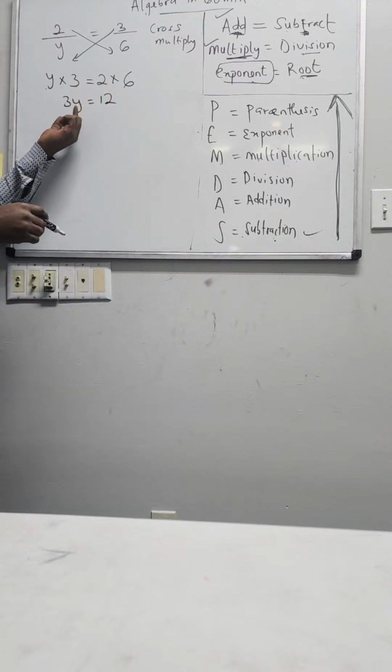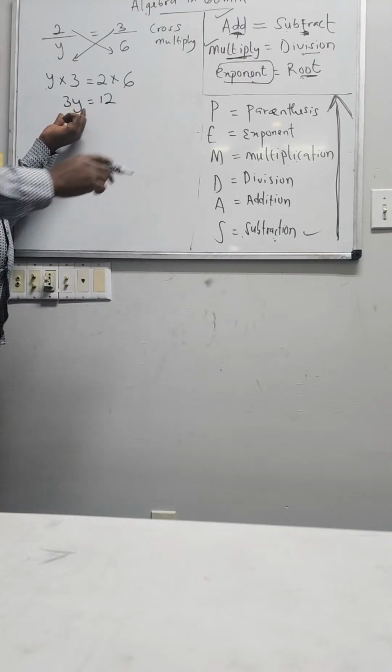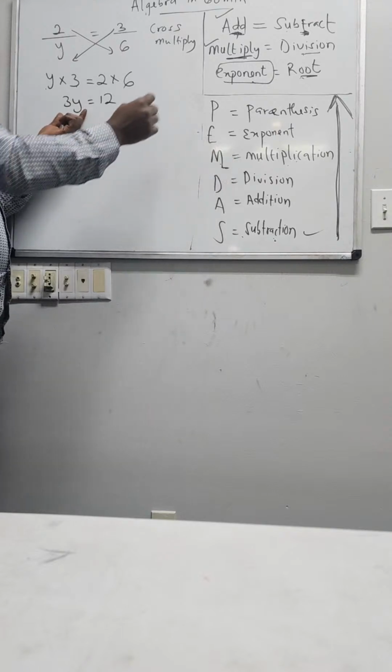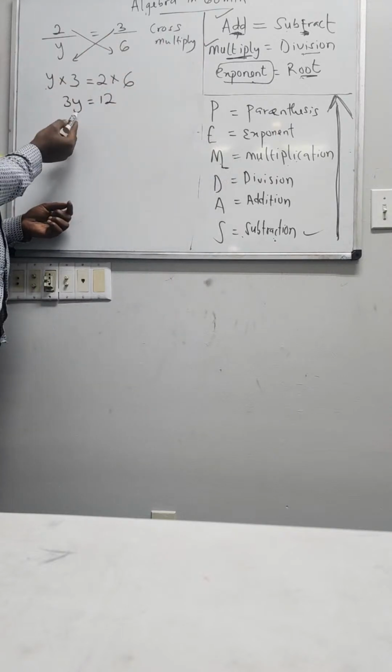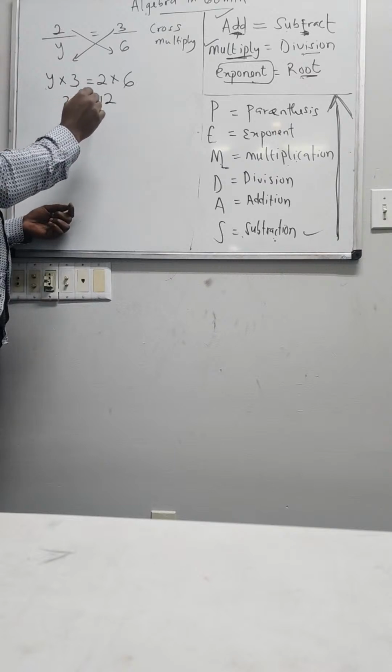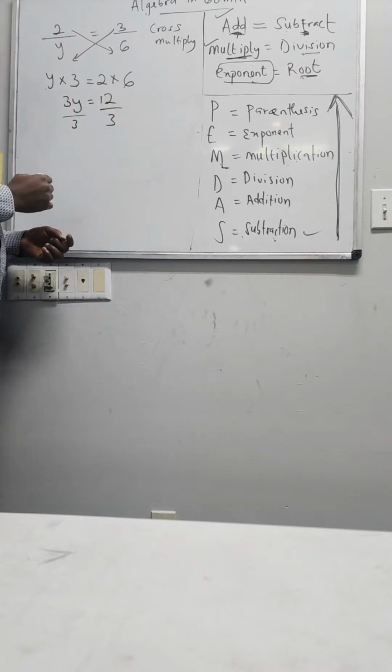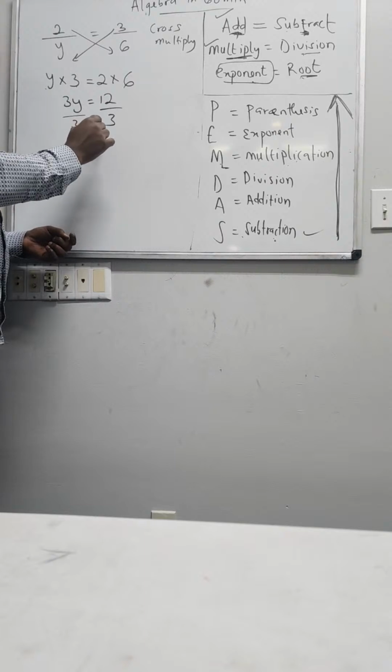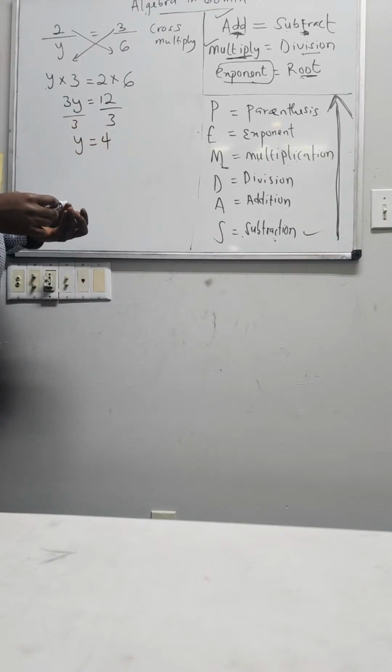Now we have the variable y with 3 together, which is the multiplication. So what do you do? You divide, and the coefficient of y is what? 3. Now we have y equals to 4.